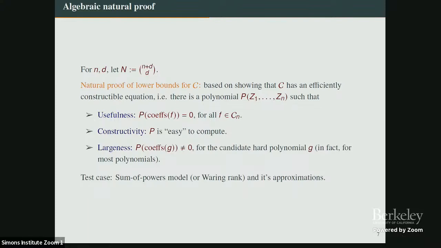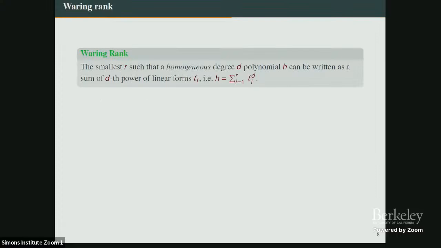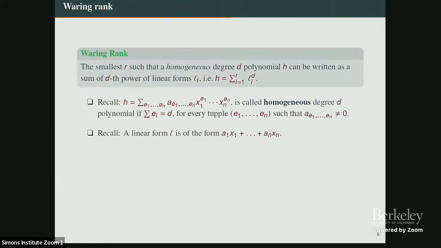So till now, I hope it's clear to everyone. Okay, so what is Waring rank? If you have an h, which is a homogeneous degree d polynomial, I want to write h as a sum of powers of linear forms. Homogeneous means each monomial has degree d. So I can take x squared y plus x y squared because each has degree 3, but I can't take x squared y plus x y because this is non-homogeneous: x squared y has degree 3, x y has degree 2. So that is not allowed.